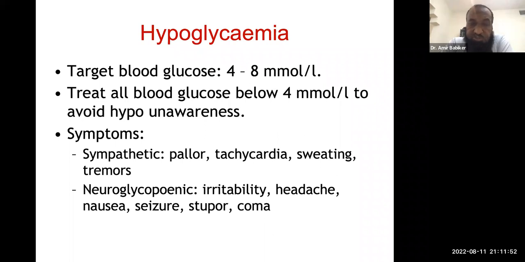Okay? It is treated by oral or IV glucose. The symptoms of hypoglycemia are fight or flight, which is sympathetic. So pallor, tachycardia, sweating, tremors, like someone who is going for an interview or exam, then there will be this sympathetic outflow. And also some of these are neuroglycopenic. So you have headache, irritability, glycopenia of the brain cells, nausea, seizures, stupor, and coma.